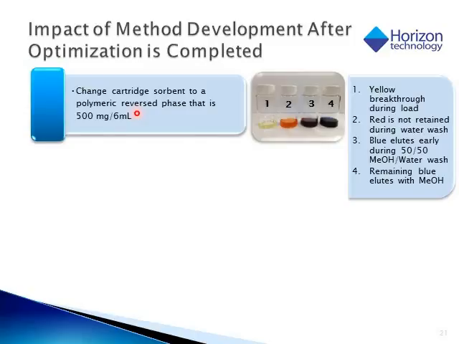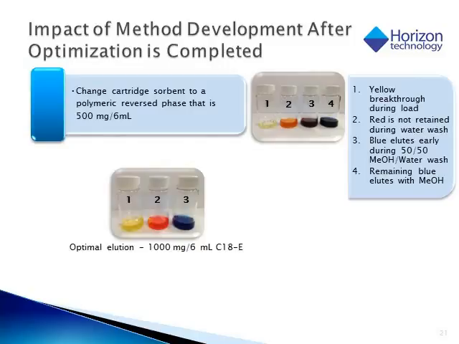Just to see what would happen when we changed the sorbent material and sorbent weight, we collected all of the fractions, including the load step, and what we did see was yellow breakthrough that is apparent in tube number 1. In tube number 2, you can see that red is not really retained during the water wash. It starts to come off right away into tube number 2. Tube 3 shows a mixture of both blue and red, and 4 is the remaining blue that would elute with methanol. Basically, there is a difference here in what the weight may be and also the retention of the compounds for the polymeric reverse phase that was chosen.